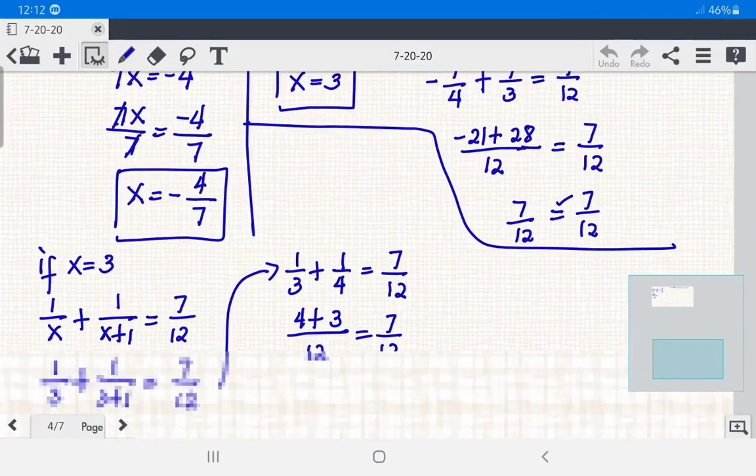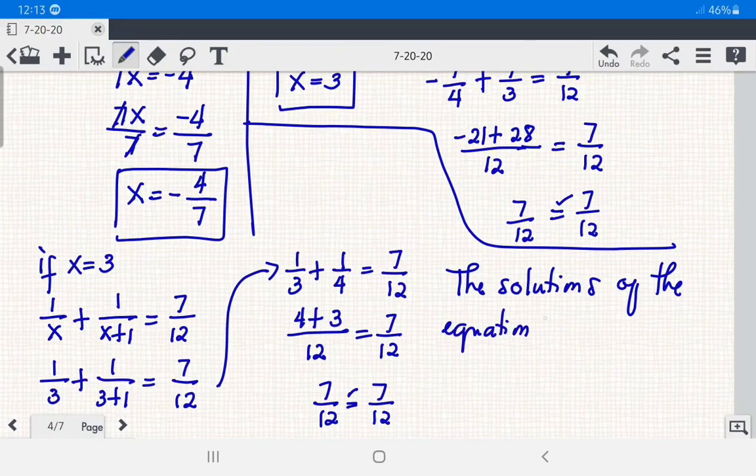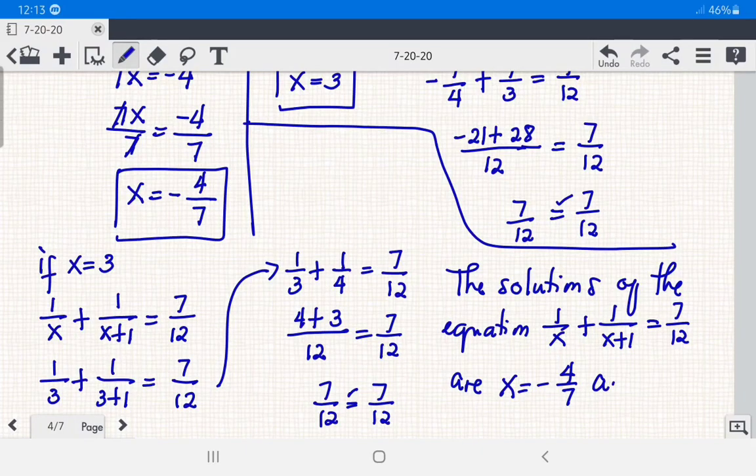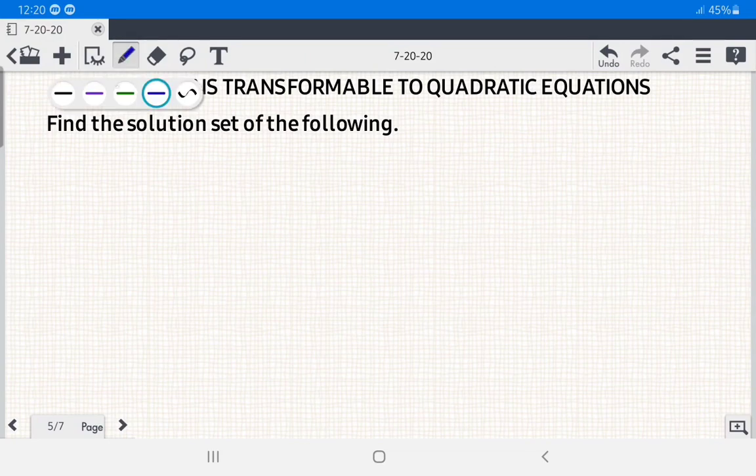Therefore, we can say that the solutions of the equation 1 over x plus 1 over x plus 1 equals to 7 over 12, are x is equal to negative 4 over 7 and x is equal to 3. Okay, that's it for number 3. Next, number 4.